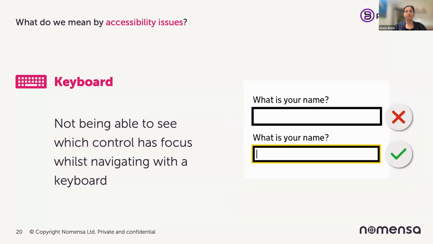so it makes more sense. Another keyboard one is not being able to see which control has focus while navigating with a keyboard. This one's a really big one for me. I navigate by keyboard almost exclusively when I'm browsing websites, and if I can't see where I'm focused, I just get lost so quickly.